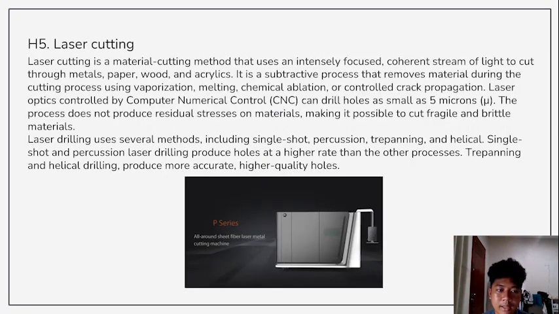Next is laser cutting. It's a material cutting method that uses an intensely focused, coherent stream of light to cut through metal, paper, wood, and acrylic. It is a subtractive process that removes material during the cutting process using vaporization, melting, chemical ablation, or controlled crack propagation. Laser optics, controlled by computer numeric control, can drill holes as small as 5 microns. The process doesn't produce residual stress on material, making it possible to cut fragile and brittle material.